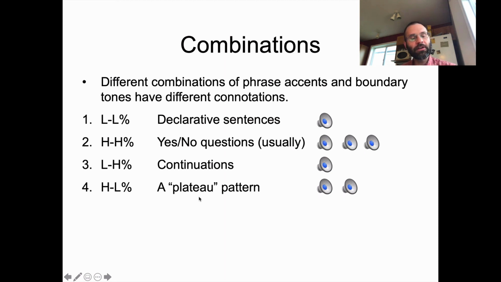And lastly, there's kind of a funny one, which is H-L percent sign, a high phrase accent followed by a low boundary tone. This one actually kind of doesn't really go anywhere. It's just a plateau pattern. My name is Mariana. And you hear this in, say, examples where people are providing lists of things that they want to talk about. Here's Mary Beckman saying, Oh, I don't know. It's got oregano and marjoram and some fresh basil. And it just kind of flattens out at the tail end, which is why it's called a plateau pattern.